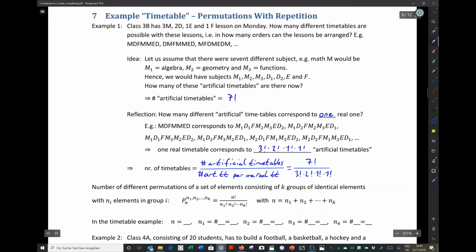In the timetable example, we have 7 elements: 1, the number of math elements is 3; 2, the number of German elements is 2; 3, the number of English elements is 1; and 4, the number of French elements is 1 as well. Now when we insert it in here, we get 7 factorial divided by 3 factorial times 2 factorial times 1 factorial times 1 factorial, so exactly what we saw up here.